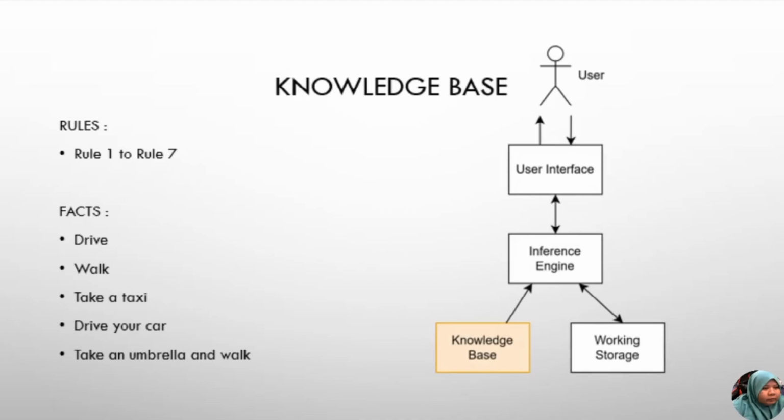Knowledge base, the problem of reaching a destination. This is the visual representation of the knowledge base within the expert system. Based on rules, we will follow rule 1 to rule 7, and the facts inside the knowledge base will be drive, walk, take a taxi, drive your car, take an umbrella, and walk.